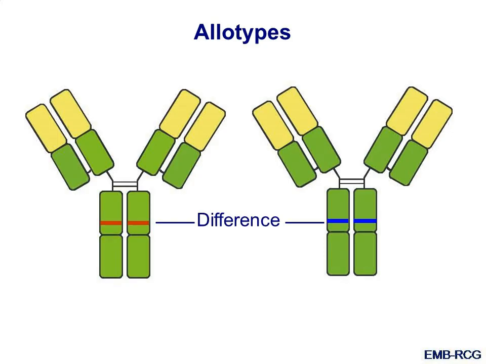We have two antibody molecules here. The variable regions are identical. The constant regions are almost identical, but there is a very small difference here and here in the amino acid sequence. And this small difference means these two are two different allotypes.